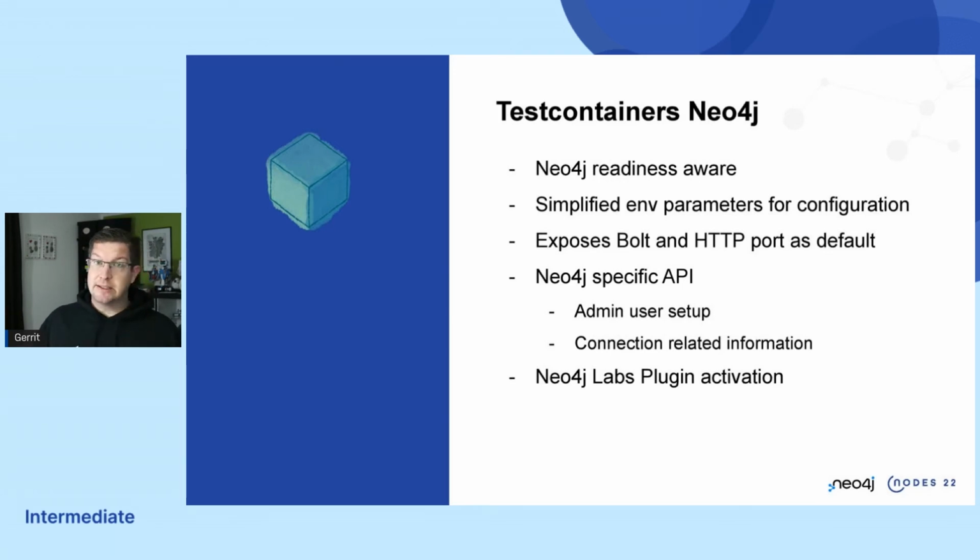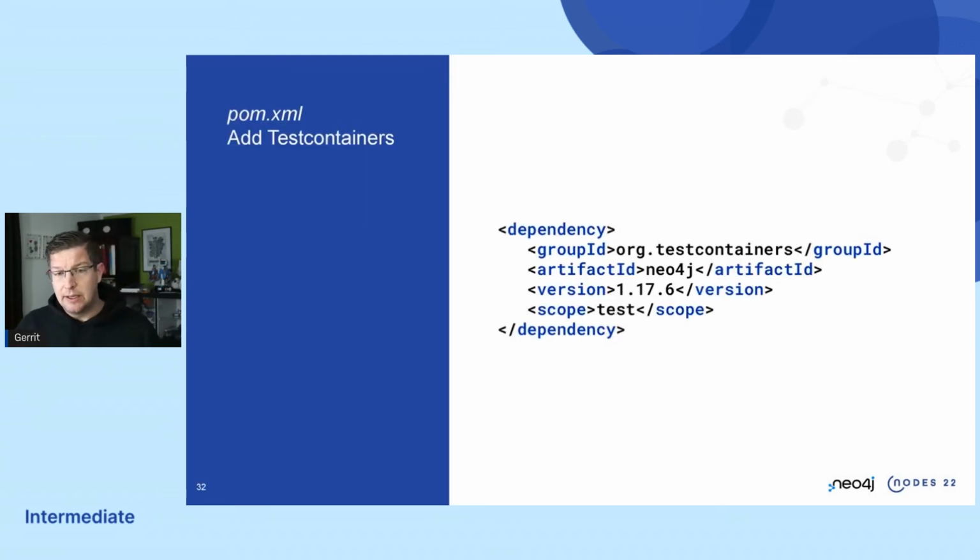The Fluent API is something we introduced for the most common use cases. For example, setting the admin password. Also, it's possible to use some of the official Labs plugins that you can also activate via environment variables when you start it via Docker directly. But we come to this in a bit.